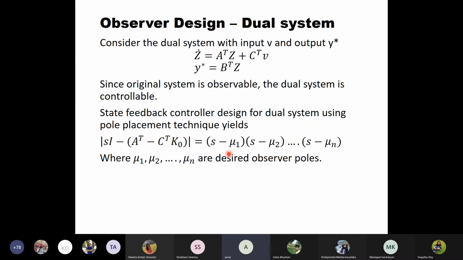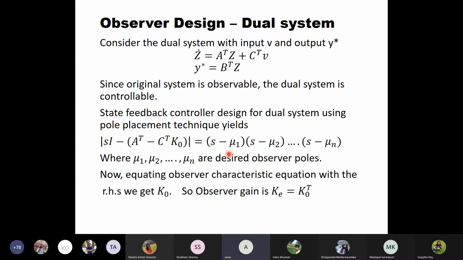So from equating these, we can get the K0, and so the observer gain Ke will be the transpose of K0. Which basically means if I have to design the observer, I have to utilize the technique of pole placement controller design on the dual system of the process, find out the controller gain for the dual system, and take a transpose of that controller gain to get the observer gain of the primary system. Okay.